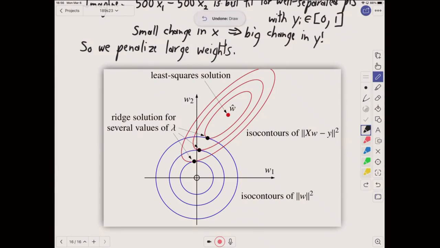And I've actually sketched solutions for 3 different values of lambda. Oh, by the way, I should say what the axes are here. The horizontal axis is the first weight, W1. The vertical axis is the second weight, W2. For simplicity, I have set the bias term to 0.